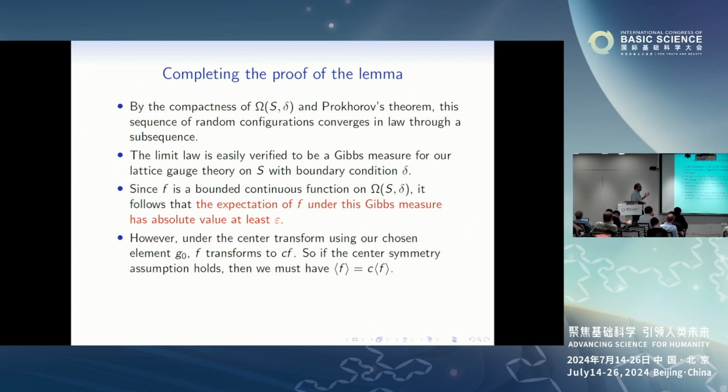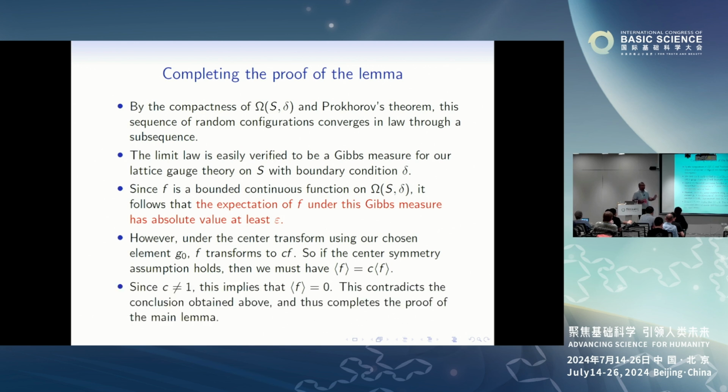So under the center transform, f transforms to c times f. Remember that pi g0 is c times identity for some c not equal to 1. So any vertical chain variable will transform to c times f if we apply this transformation. So it means that if the center symmetry assumption holds, then the expectation of f should be equal to c times the expectation of f, which means that the expectation of f has to be 0. So for any vertical chain variable, the expectation must be 0 if the center symmetry remains unbroken. And with our assumption, we prove that that is not true, which gives you a contradiction. So this proves the lemma.